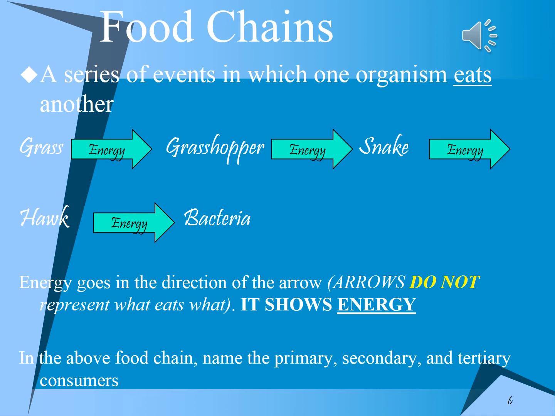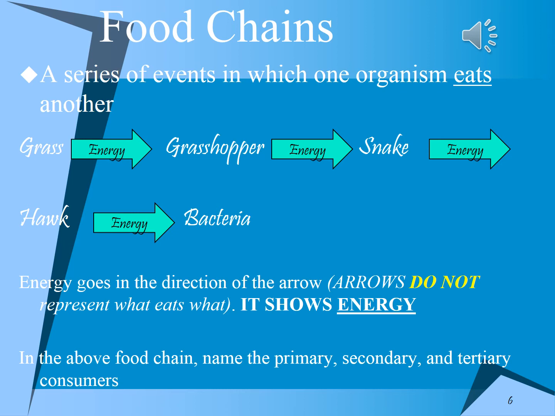Please, on your tests and quizzes, do not tell me that in a food chain the arrows represent what eats what. That is incorrect. What is the correct answer? It shows energy transfer. So the arrows show energy transfer. In the above food chain, I want you to name the primary, secondary, and tertiary consumers. I'm going to tell you the grass is the producer because food chains always start with a producer. The bacteria is your decomposer because we always end a food chain with a decomposer.